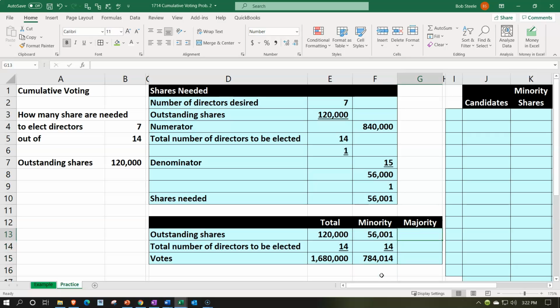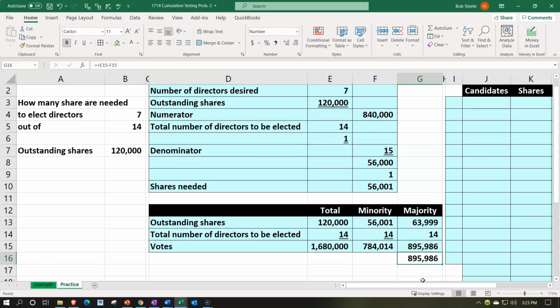So in other words, the outstanding shares are 1,120 minus the minority. That means the majority, or everybody other than us, there's 63,999 other votes times 14 is going to be the 63,999 times 14. They have then, there's 63,999 other shares resulting in 895,986 votes, which you can also get to by subtracting out this way, and there you have it.